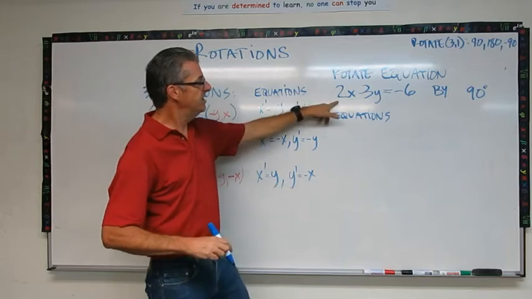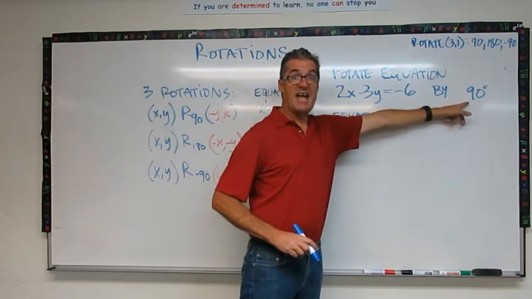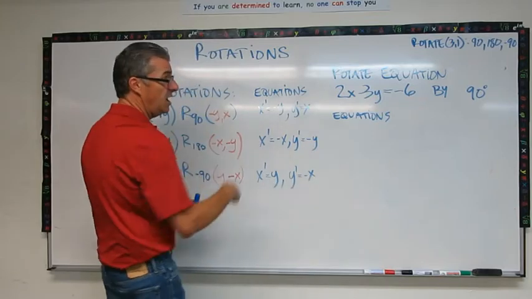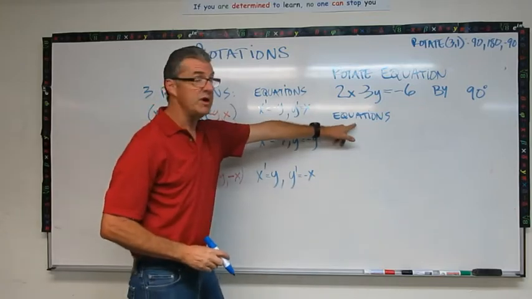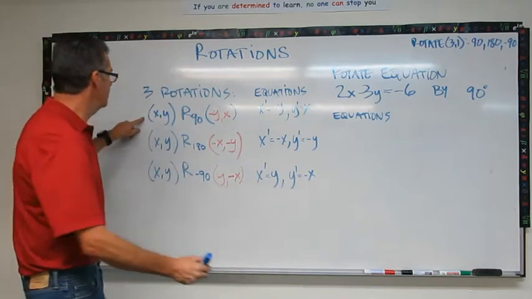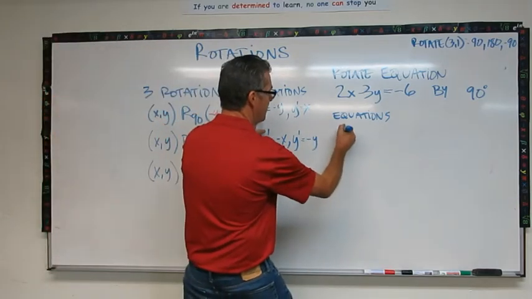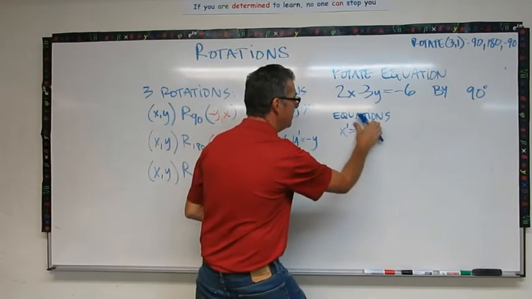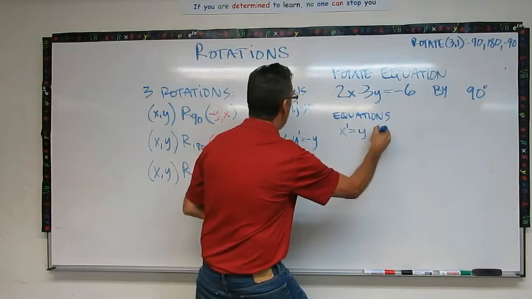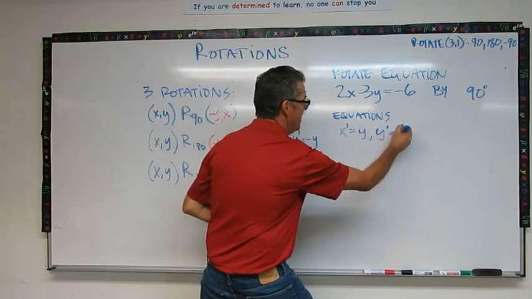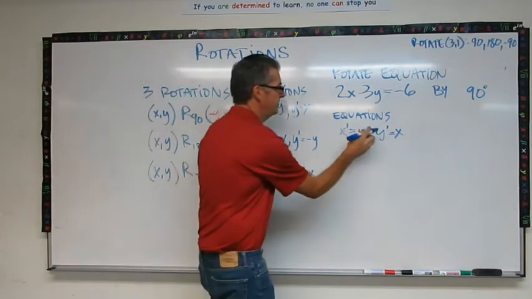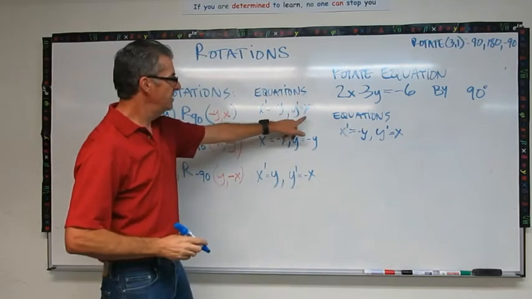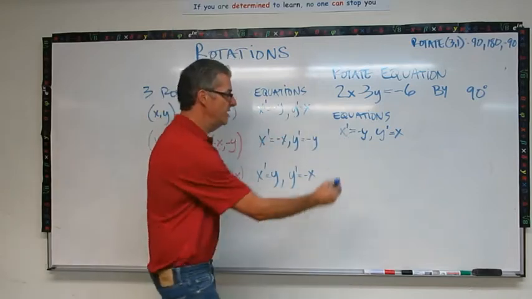Okay, so what we're doing is we're taking this line and we're going to rotate it 90 degrees. Notice how that's a positive 90? That means we're rotating counterclockwise. Okay, so what are our equations? That's this deal right here. So x prime equals negative y, and y prime equals x. So right off of here. So those are our equations. Now we just substitute.